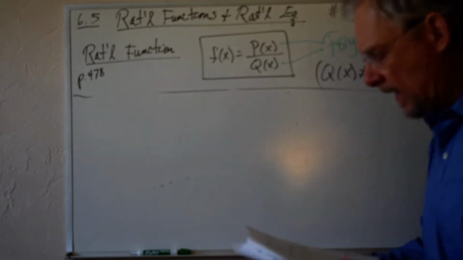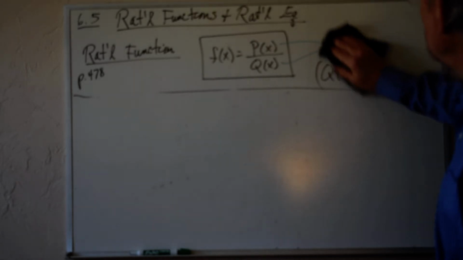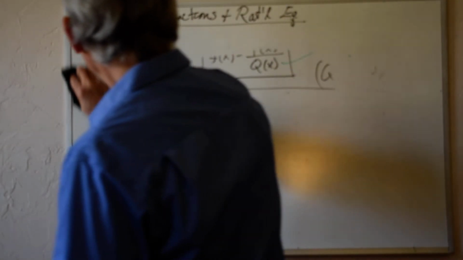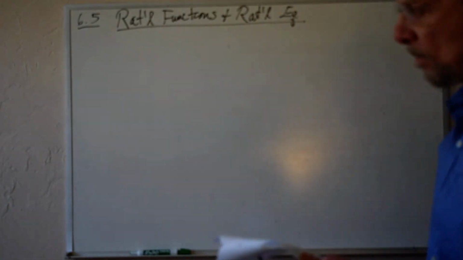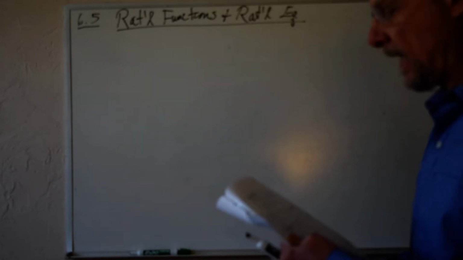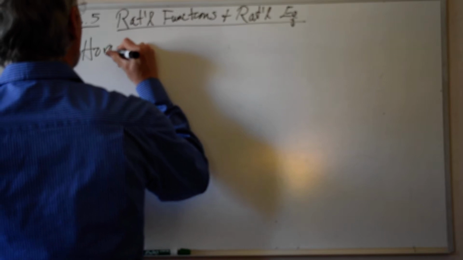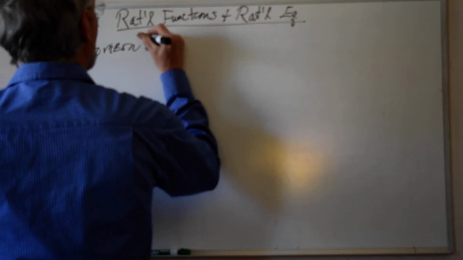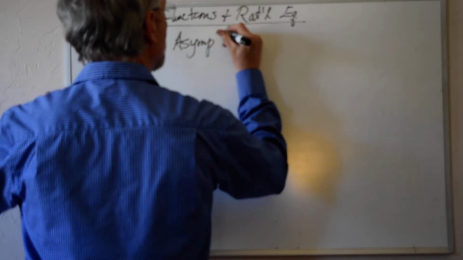On page 480, let's go ahead and look at horizontal asymptotes. We briefly mentioned this in the past also. Now we'll cover it a little more thoroughly. On page 480, we have this piece of information about horizontal asymptotes.